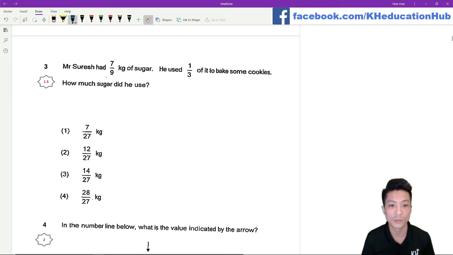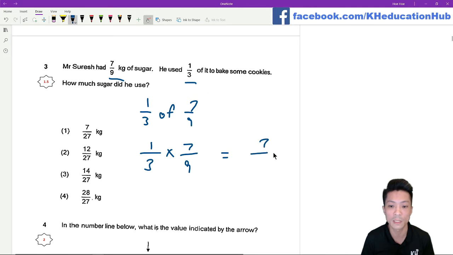Question 3, Mr. Shures had 7 over 9 kg of sugar. He used 1/3 of it to bake some cookies. How much sugar did he use? So if you want to find 1/3 of 7 over 9 kg, you just need to multiply them. Okay, in this case there's no reduction, so I'm going to multiply across, which is going to give me 7 over 27 kg. Okay, the answer is number 1.